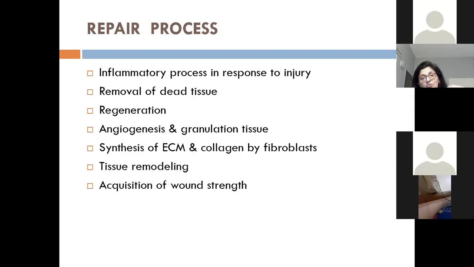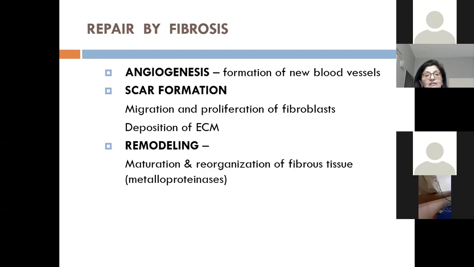Okay? So the things that can regenerate will regenerate, and where things cannot regenerate, there will be repair by fibrosis, which will include these three steps. First step is angiogenesis, which is formation of new blood vessels. Then scar formation, which is the migration and proliferation of fibroblasts, which are going to deposit the extracellular matrix, mainly the collagen. And then there will be remodeling, which is like maturation and reorganization of this fibrous tissue.